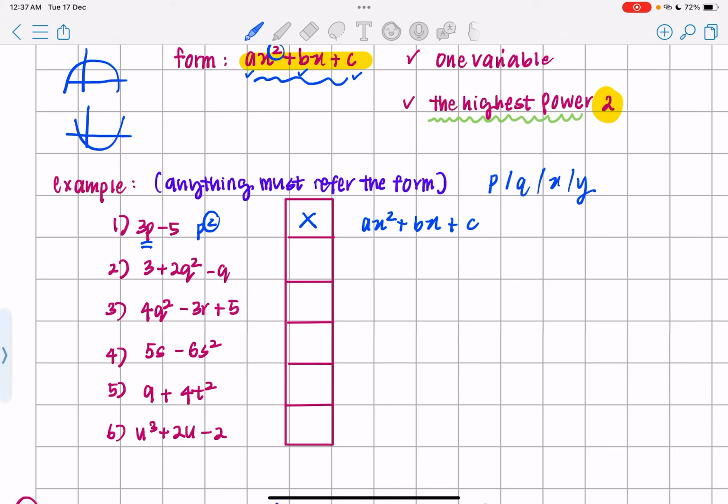So kalau yang ini P, so every one in the equation kena P. Okay, nombor 2. We have Q. Okay, highest power is 2. Nice. And then we're gonna have Q. I think 2 is right. Yes. And then number 3. Okay, we have Q, we have R. It's more than one variable, so it's wrong.